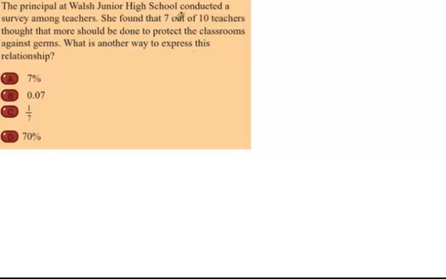So I'm going to look at it again. I'm going to circle the key information: 7 out of 10 teachers. And then underline the question, what is another way to express this relationship? So automatically, if I see something like 7 out of 10, I'm going to go down here and write out 7 over 10 as a fraction. So I'm looking now.